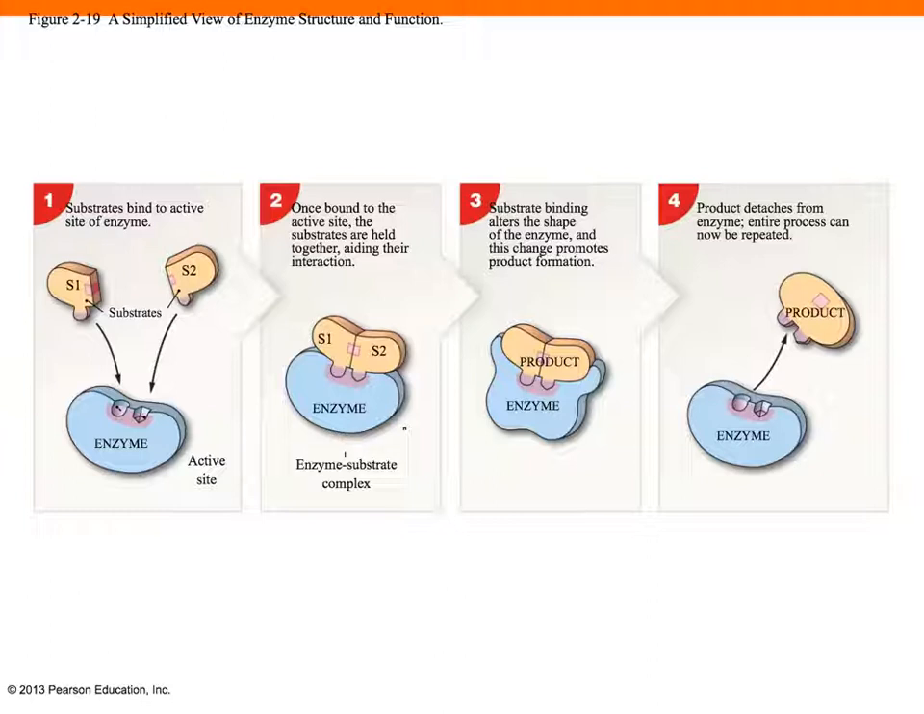This is an illustration of how the enzyme actually works. The substrate binds to the active site of the enzyme. In the second picture, once bound at the active site, the substrate is held together, aiding their interaction. In the third illustration, the substrate binding alters the shape of the enzyme and promotes the change and product formation. In the fourth and final illustration, the product detaches from the enzyme and the process is now repeated.